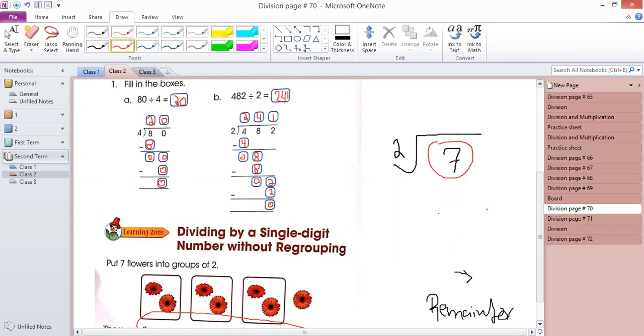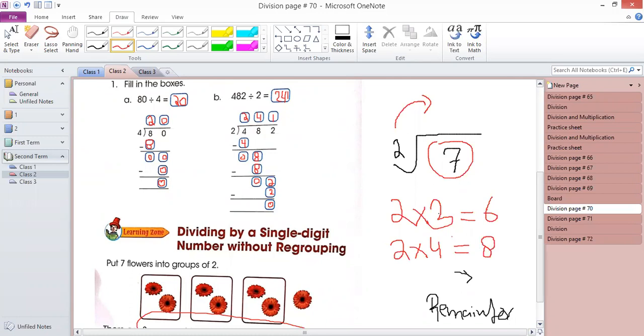So 7 divided by 2 means, check the number. Either it should be 7 or it should be almost 7. Check the table of 2. 2 multiplied by what will give you 7 or almost 7? So 2 3s are 6 and 2 4s are 8. There are 2 numbers which are almost 7, near to 7.